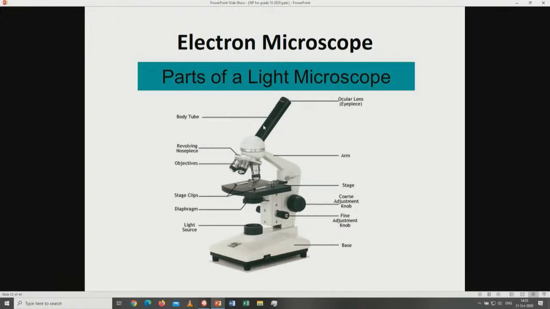An electron microscope consists of an ocular lens or the eyepiece, which magnifies the size of a specimen, and a body tube. This is the arm of the microscope, which we use to lift or carry the microscope. And we have the revolving nose piece, which has objectives attached to it. We have different magnification sizes of the objectives. We can get 4 times, 10 times, 40 times magnification, even 100 times magnification.